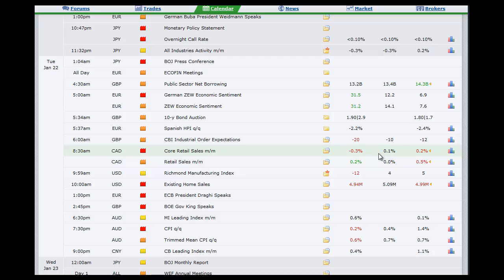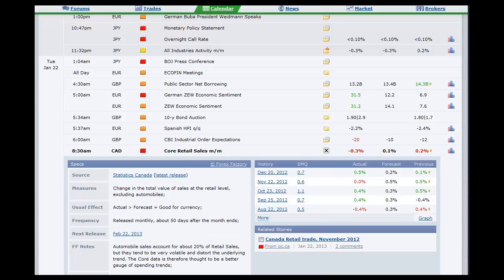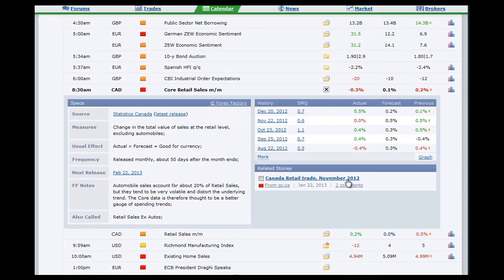Not only that, we notice the revised, if I hover my cursor over it, it's revised down from 0.5%, and here the month-to-month retail sales revised down 0.2%, down from 0.7%. So looking at this, I'm saying, well, gee, that is rather negative for the Canadian core retail sales. But let's take a look at the actual news release as it came out. And this gave me a little bit of concern as I looked at it.